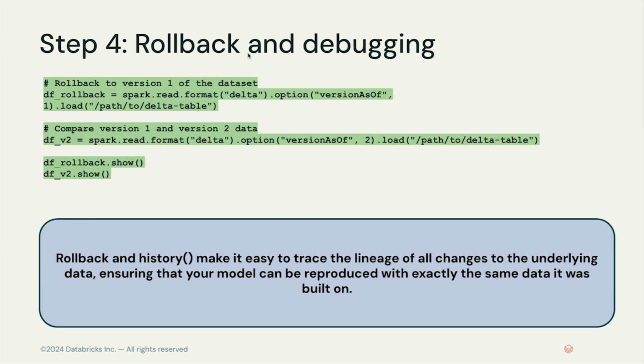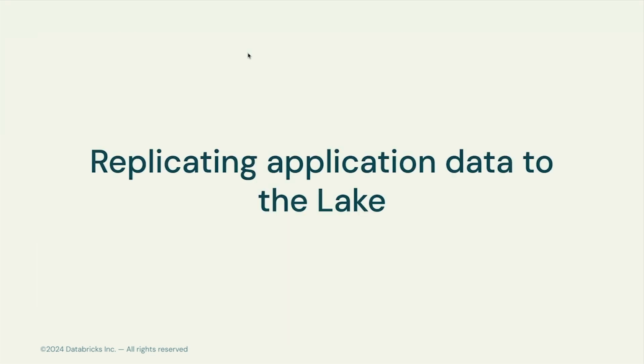And so Delta Lake features such as rollback and history make it super easy to trace the lineage of all the changes to underlying data, which ensure that your model can be reproduced with exactly the same data that it was built on. Okay, and then I'll pass it over to Joe.